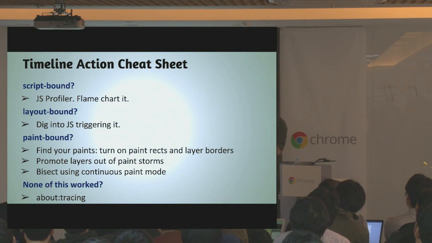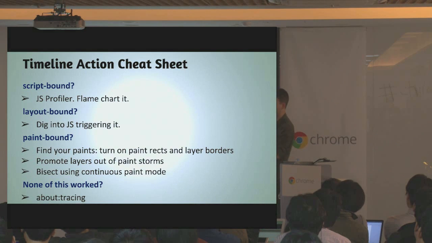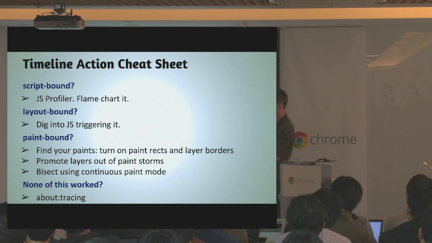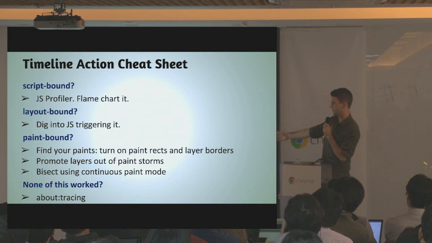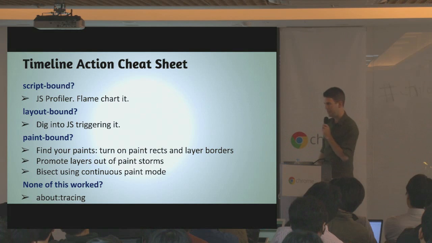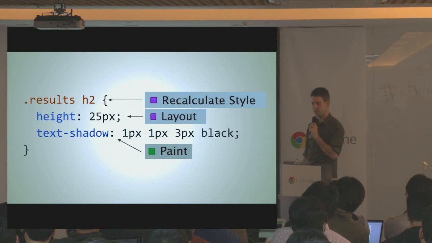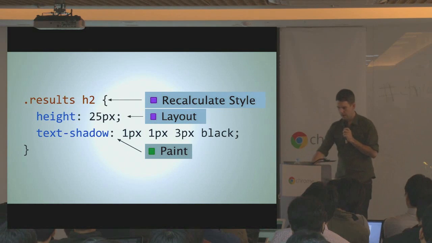When doing performance work with the timeline, this is kind of a cheat sheet for what tool to use when. If you profile with the timeline and you're spending a lot of time in script, just go to the JavaScript profiler. If you're spending a lot of time in layout, look and figure out if you have layout thrashing, things like that. Paint, I covered this. Paint rects, layer borders, use continuous paint mode. And there's a pro-level feature called About Tracing, which dives into the guts of Chrome that you can use if none of these are working for you.